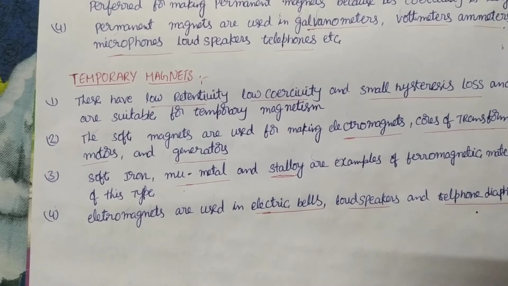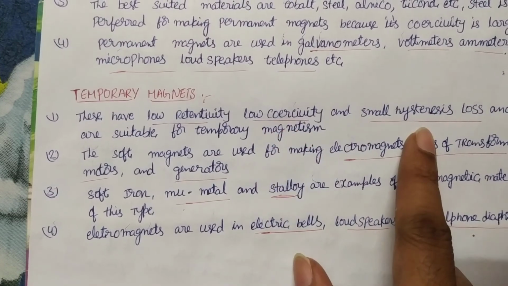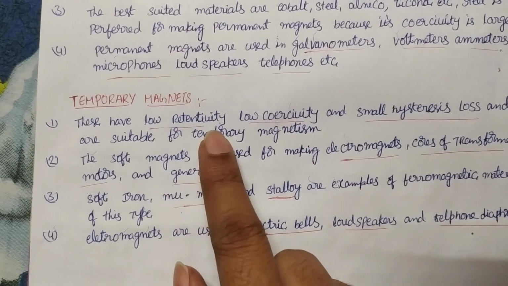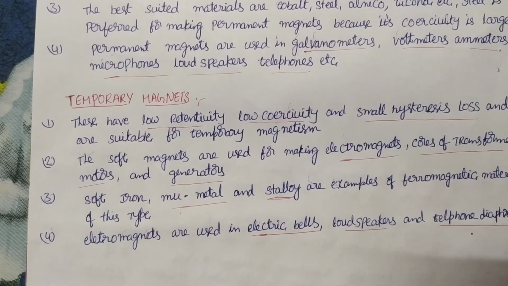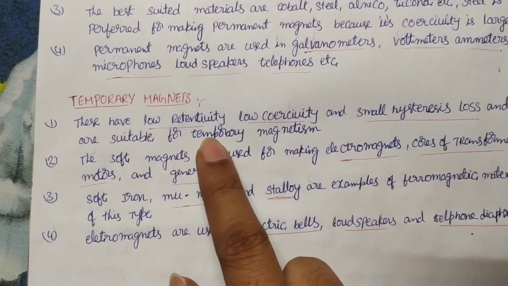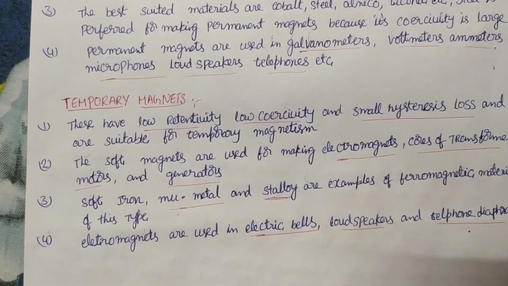And temporary magnets, what is their nature? They have low coercivity, a small hysteresis loss, and low retentivity. There, for permanent magnets, high retentivity, high coercivity. And here, low retentivity, low coercivity, and a small hysteresis loss are required for temporary magnets.